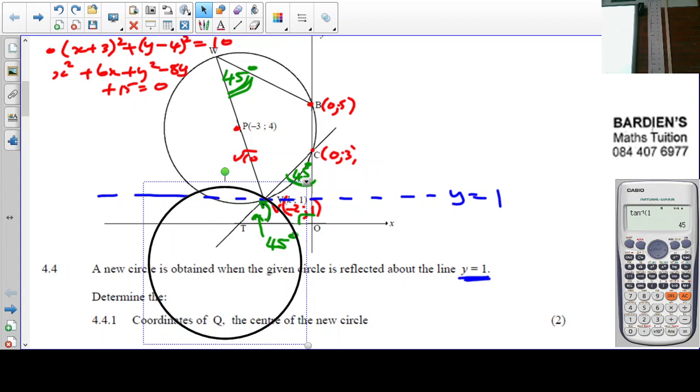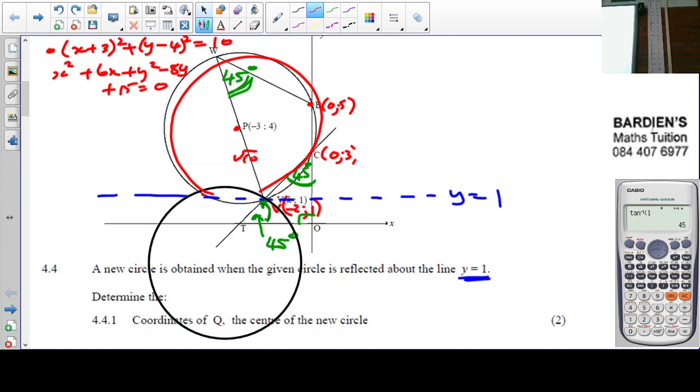You see, in this line. If I fold the circle close in this line y is equal to 1, this top part here will fall exactly onto this part here. And of course, this part here will be that part. Not so. So that is reflected in that line y is equal to 1. So the circle that is drawn in is what we are talking about.